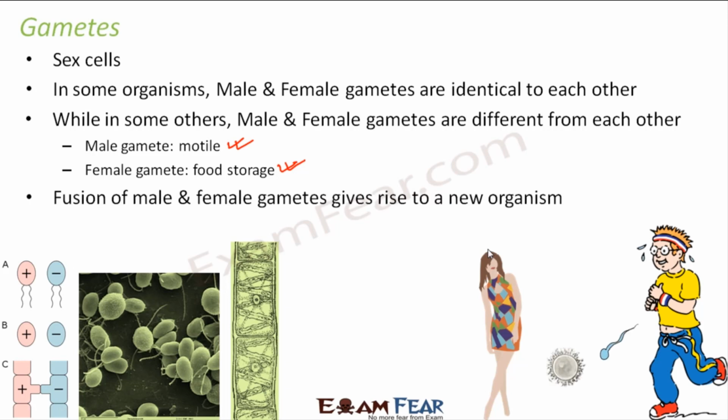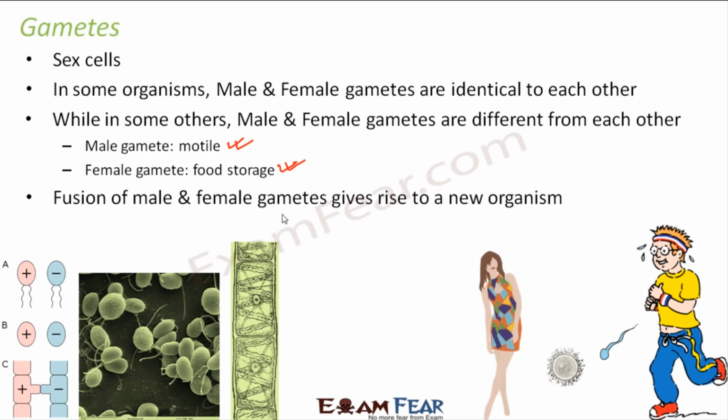So this is how the female and the male sex cells look. This is how the female sex cell looks in a human being, and this is how the male sex cell looks. The male gamete is capable of moving, and the female gamete doesn't move, but it has the capability to store food.